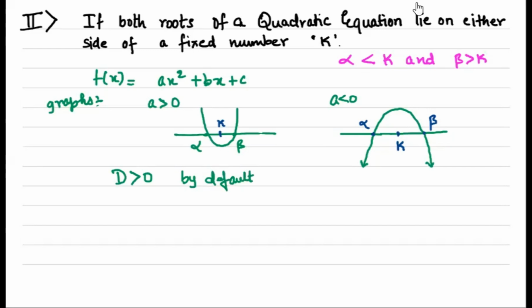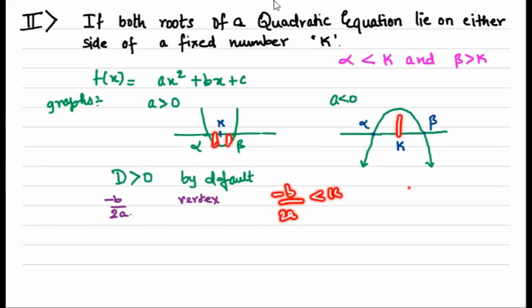Okay. And then the next thing is to talk about the vertex. Vertex is negative b by 2a. So if I check the vertex over here, this vertex could be equal to k, minus b by 2a might be equal to k, or the vertex could be less than k, or it could be more than k.